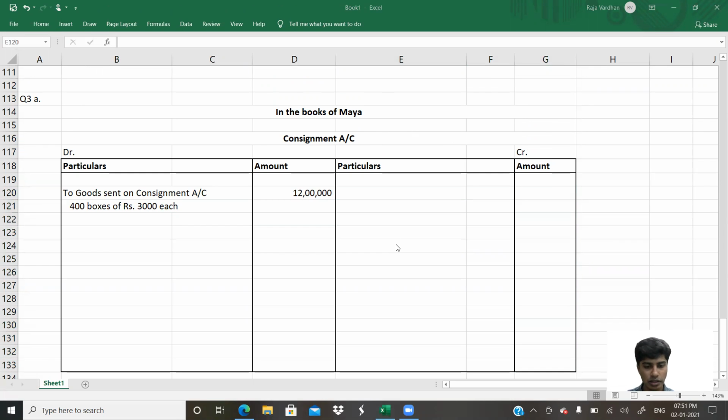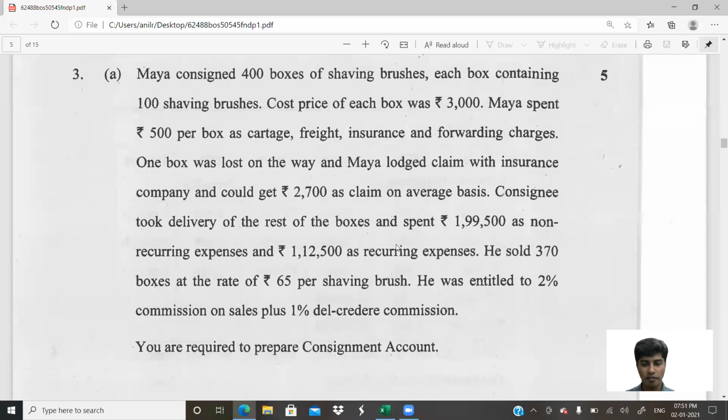Perfect. So this is done. Let us see the next item. After that, Maya spent 500 rupees per box as cartage, freight and forwarding charges. So Maya is the consigner. The person who's sending the goods is the consigner. The person who's receiving the goods is the consignee.